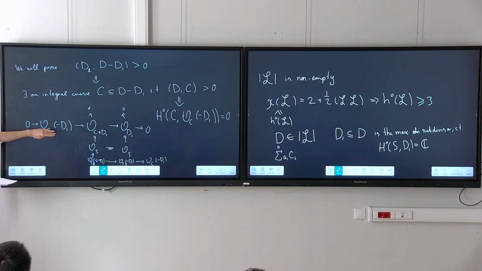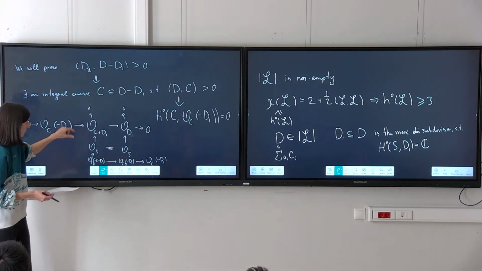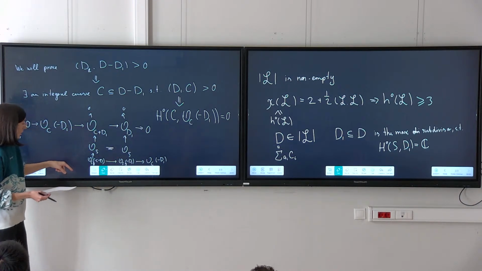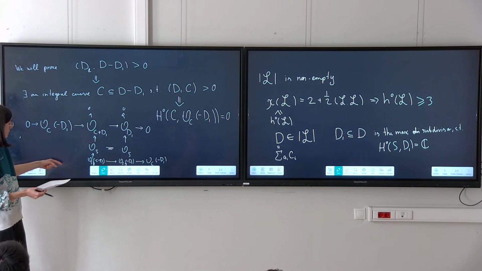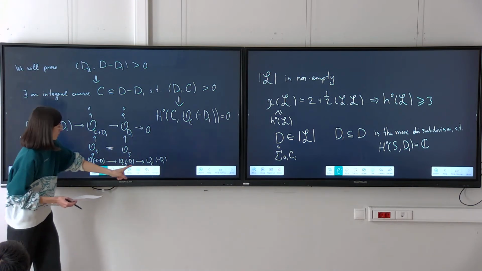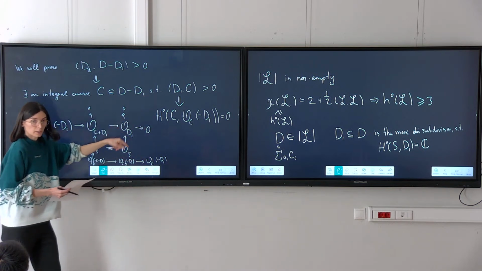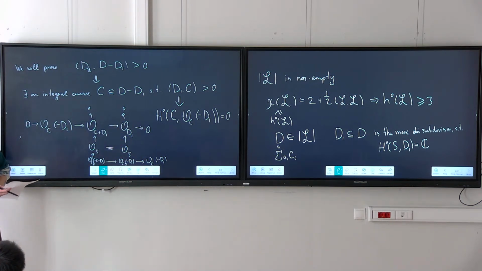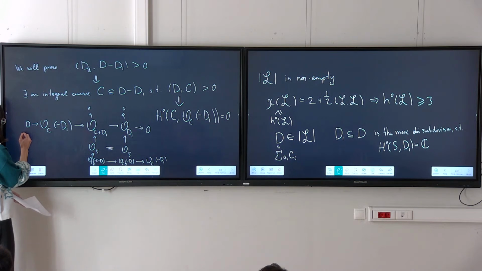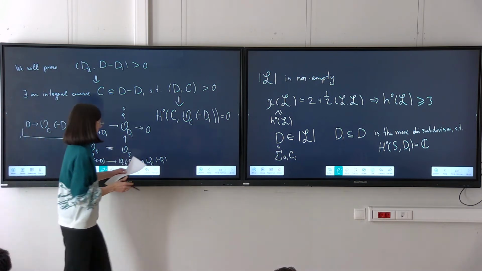Everything is clear, or I need to? So this is just a statement from homological algebra. So if we have two exact sequences and if we have a map between them, then we have a long exact sequence of kernels that maps to cokernels, right? This is the snake lemma. Yes, this is called the snake lemma. So we obtain this exact sequence.